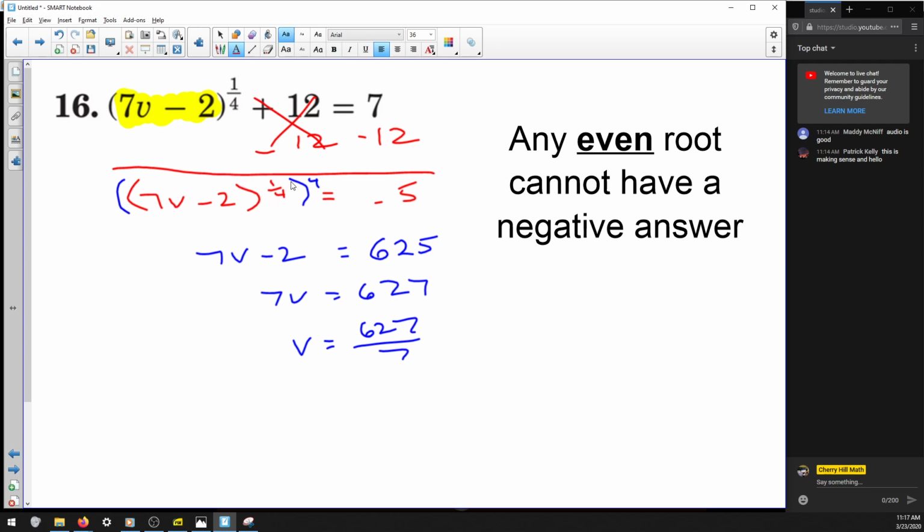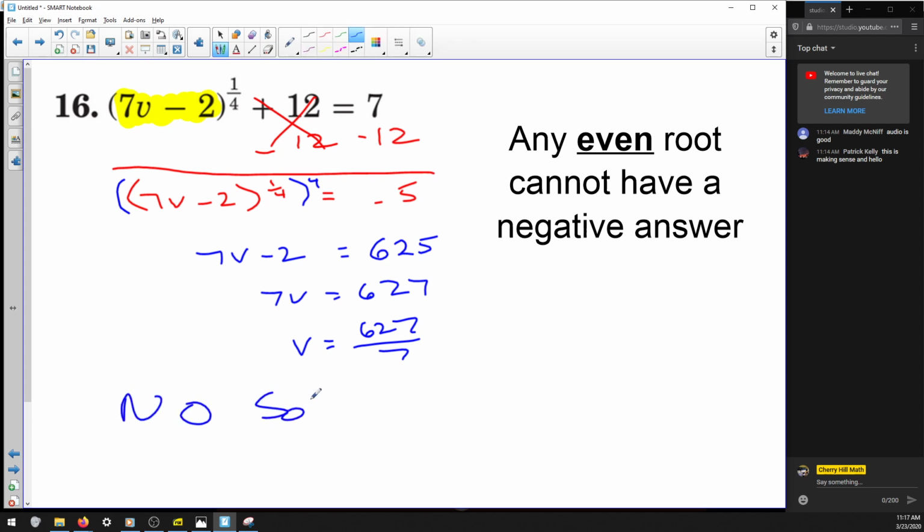If this was to the 1/3, then the answer would be okay. There's no issue with getting a negative answer for odd roots like cube rooting and all that. So be careful when you're doing those problems. This one is going to be no solution. Let's add that to our problem. We're going to say this is, with my pen, no solution.